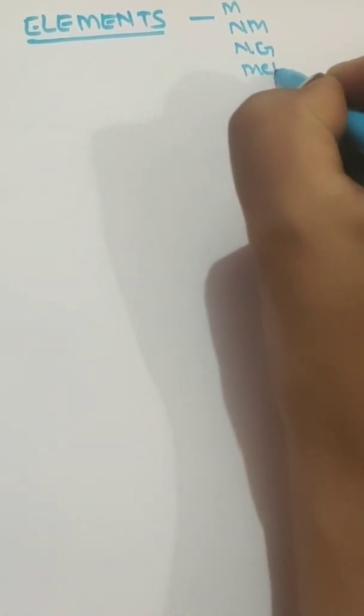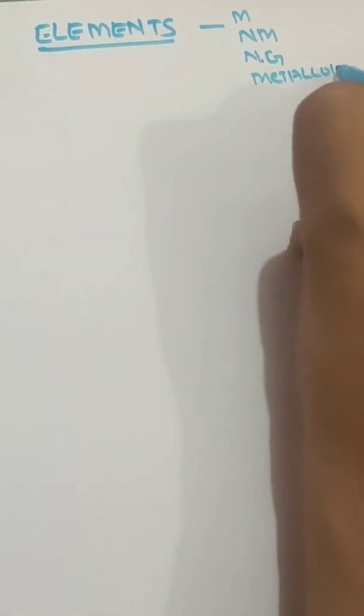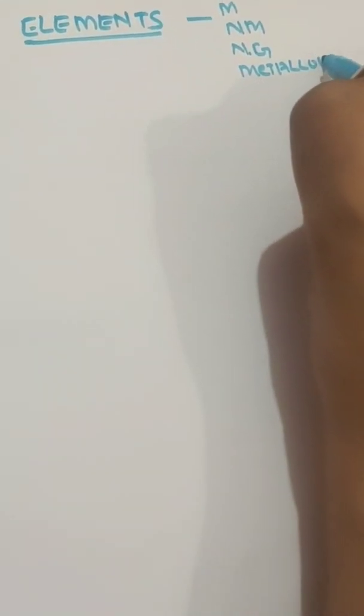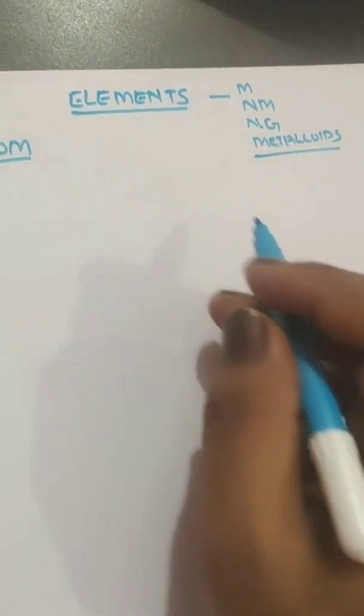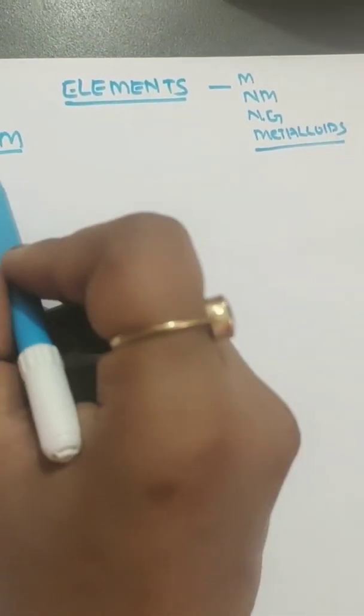Elements can be metals, non-metals, noble gases, and metalloids, that we have done already. So these are the elements. Now for example, we will take an element like sodium, which is a metal. I'm writing the symbols here, sodium, and then chlorine, which is a non-metal. So sodium is a metal and chlorine is a non-metal.